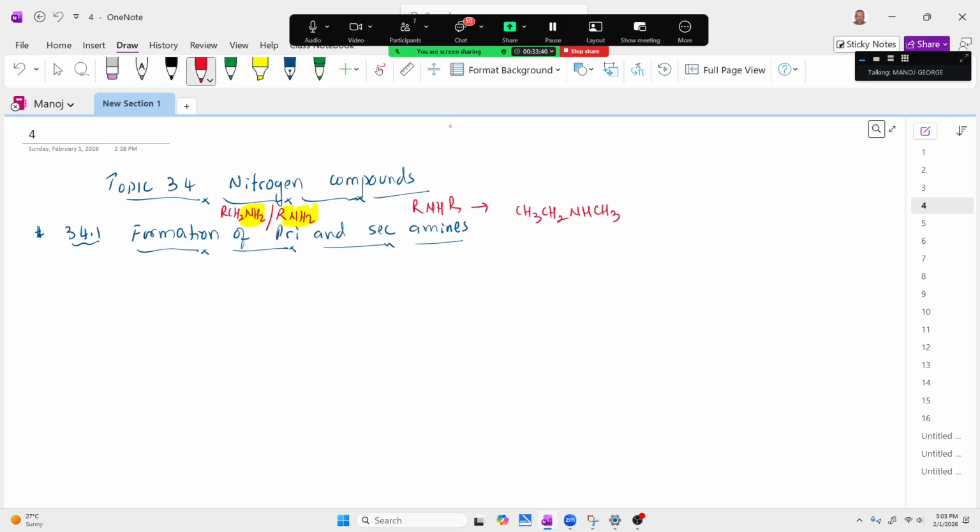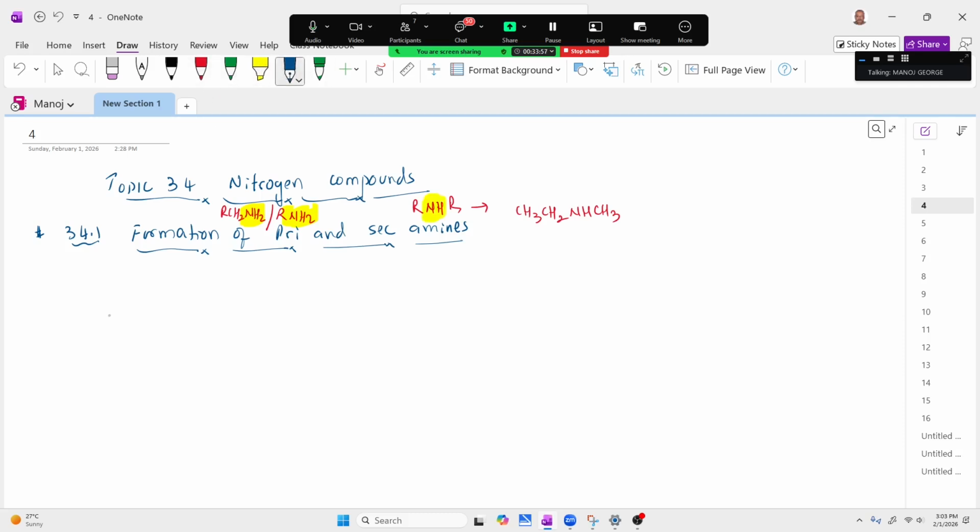You're not supposed to name the secondary amine. This is N-methylethanamine, but you're only supposed to learn the primary amines naming. Okay, methylamine, ethylamine, and so on. So that's what a secondary amine looks like. You should see the NH in between.